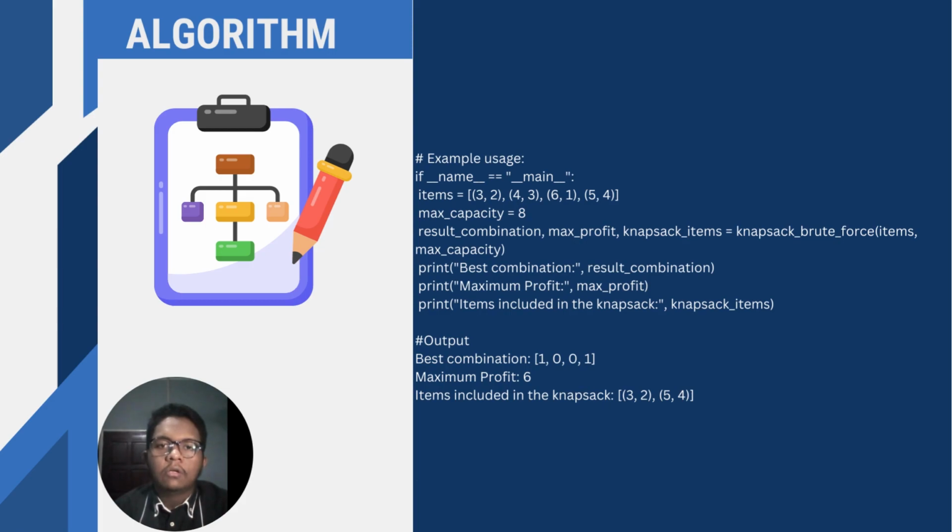So in this problem, if we run the code with the items and max capacity of 8, it will print the best combination, maximum profit, and items included in the knapsack. The output is: the best combination is 1001, which means item 1 and item 4 are picked, and the maximum profit is 6. The items included in the knapsack are weights 3 and 5, total of 8, and profits 4 and 2, which is the maximum profit of 6.